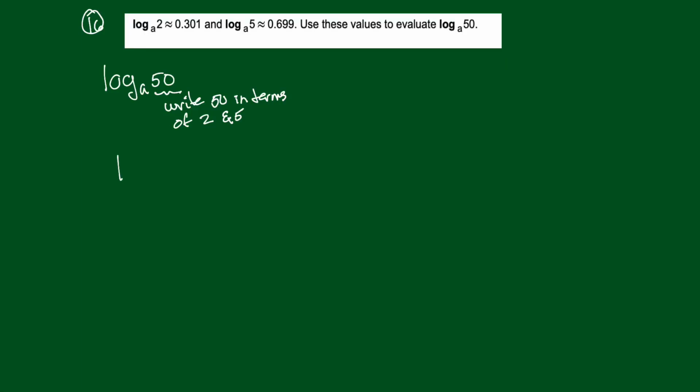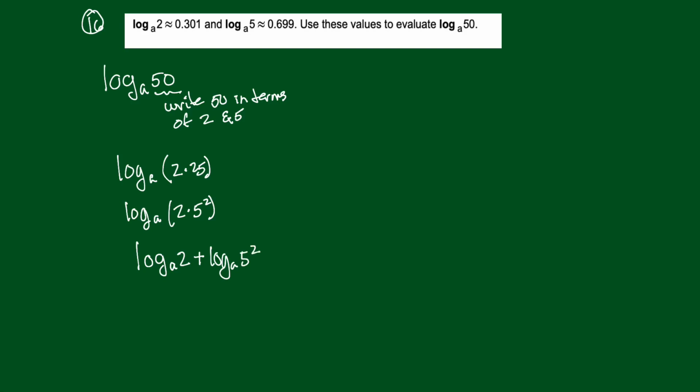Here's what I'm thinking offhand. I could write 50 log base a like this. I could write it as, say, 2 times 25. Now, the 25 I could write as 5 squared. So maybe I could write log base a of 2 times 5 squared. Then I can break, now I've got a multiplication here, right? This is a multiplication. So I'm going to break this down into a sum of logarithms. So I could write this as the log base a of 2 plus the log base a of 5 squared.